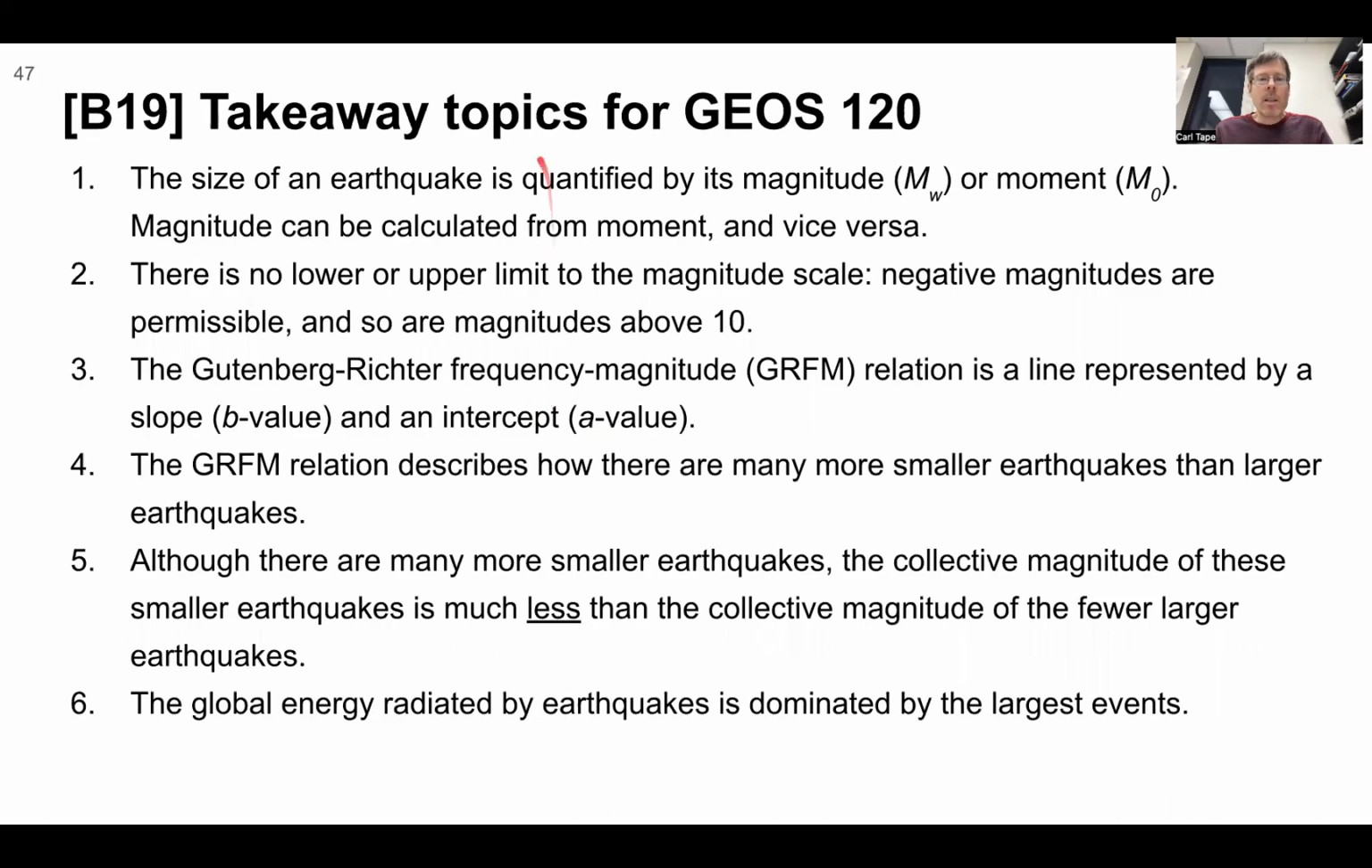So the takeaway topics: the size of an earthquake is quantified by its magnitude, MW, or its moment, M naught. Magnitude can be calculated from moment and vice versa. There's no upper limit or lower limit to the magnitude scale. Negative magnitudes are permissible, and so are magnitudes above 10. The Gutenberg-Richter frequency magnitude relation is a line represented by a slope, a B value, and an intercept, an A value. It describes how there are many more smaller earthquakes than larger earthquakes. Although there are many more smaller earthquakes, the collective magnitude of these smaller earthquakes is much less than the collective magnitude of the fewer larger earthquakes. Global energy radiated by earthquakes is dominated by the largest events.